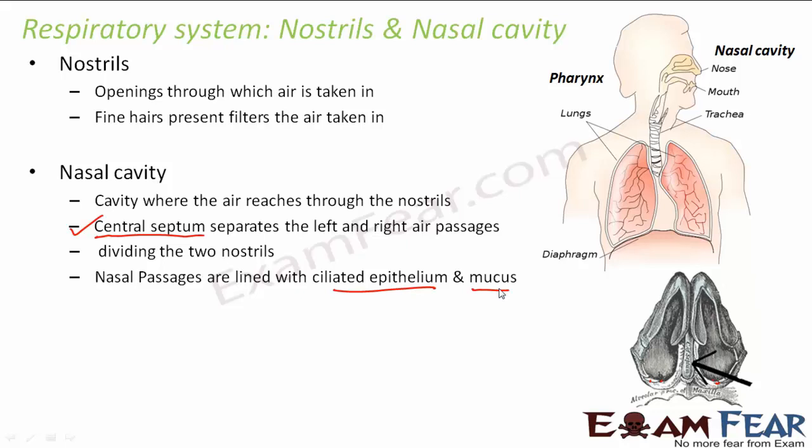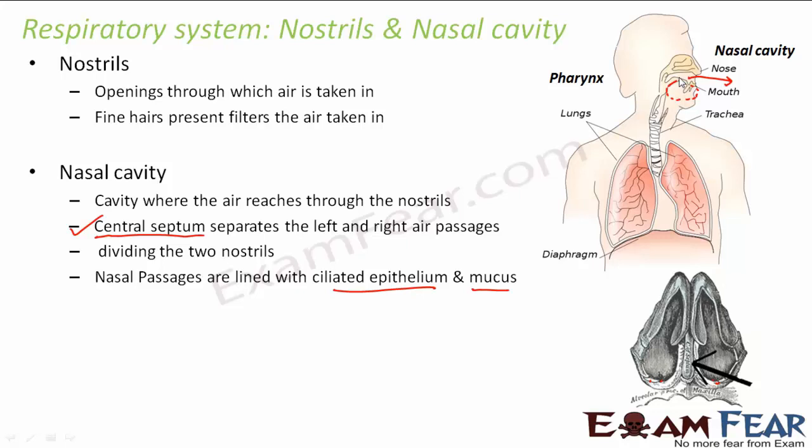Now you must be wondering: from the mouth we have an oral cavity, and through the nostrils we have a nasal cavity. How are the nasal cavity and the oral cavity separated? The oral cavity is somewhere here, right? The nasal cavity and oral cavity are separated by a bony plate. So this is the bony plate. They need to be separated, otherwise there will be no segregation between the food which we eat and the air which we take in. So the air and the food pathways should be kept separate from each other, right?